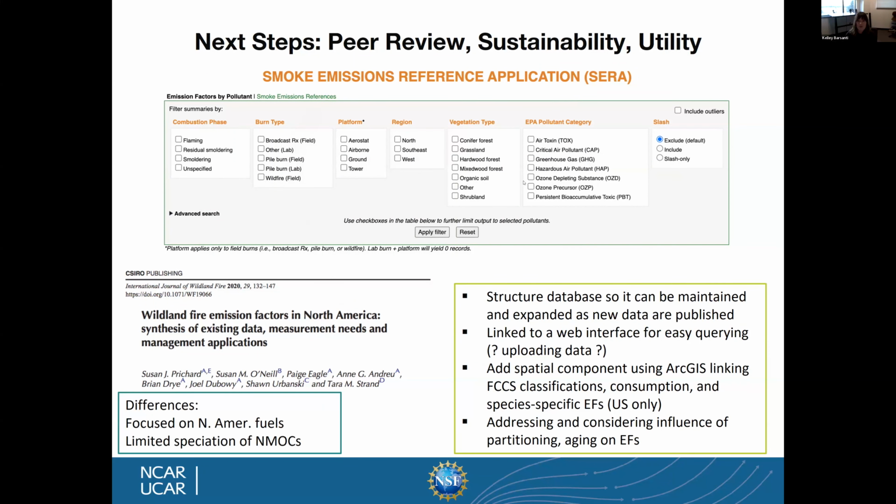I want to say that we've been really inspired by the SARA database. The differences, of course, are that it focuses on North American fuels and has limited speciation of non-methane organic compounds. But we have built a prototype web interface for NEIVA. Right now, it's just in GitHub. We have to get this to peer review, I hope this week. And we're going to flesh out this interface, and there's a couple other things that I want to do, but I'm just going to leave it at that.